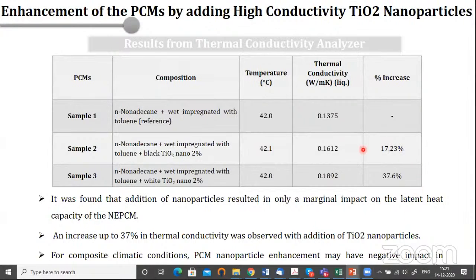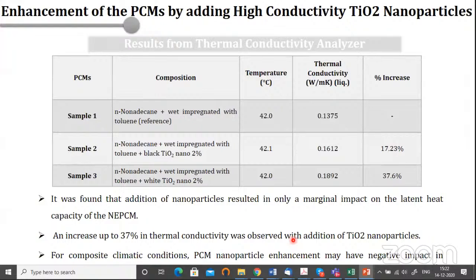We found that by introducing these nanoparticles, there is only a marginal impact on the latent heat storage capacity, but there is an increase in thermal conductivity by 37%. Again, we want a balance between the thermal conductivity and the heat storage capacity, but the heat storage capacity did not have a huge impact. Only the thermal conductivity increased by 37%.